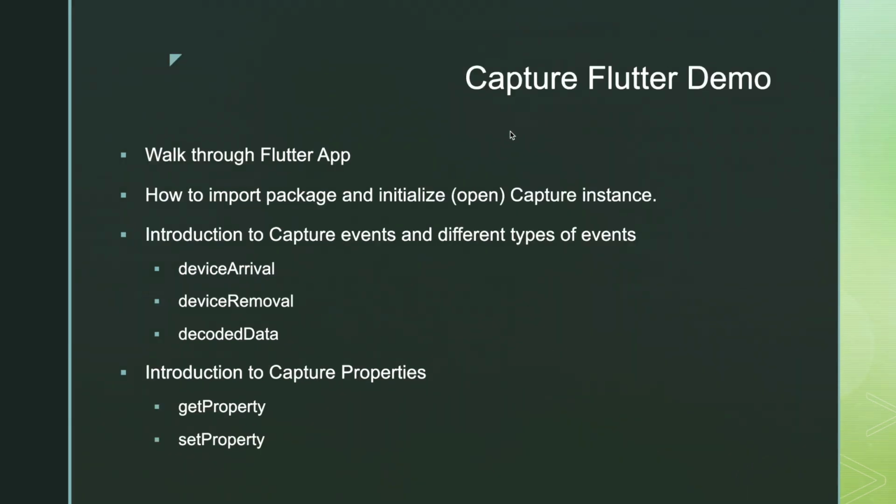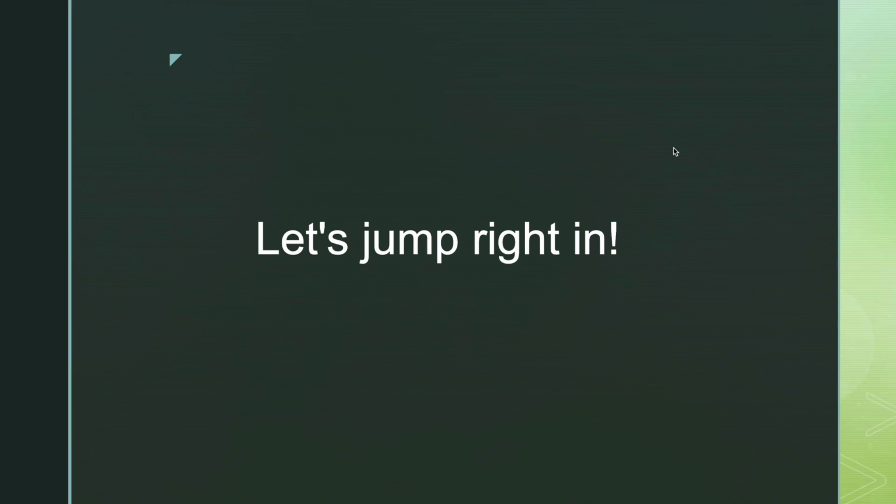For this demonstration, I'll walk you through a Flutter application, go over how to import the package and how to initialize or open a root capture instance and connect to the capture library. Also introduce you to capture events as well as the different types of events, particularly device arrival, device removal, and decoded data. And you'll get introduced to capture properties as well as the methods used to retrieve and mutate those properties with get property and set property, respectively. And with that, let's jump right into the application.